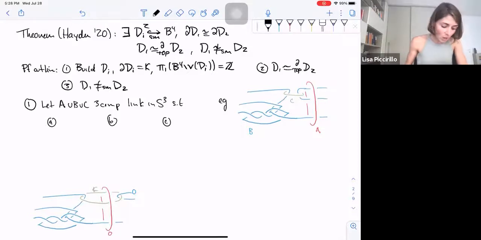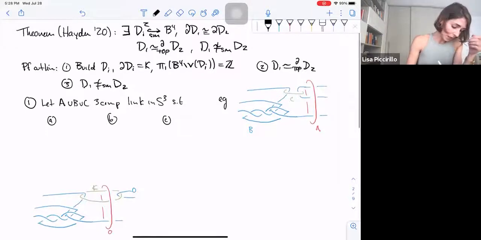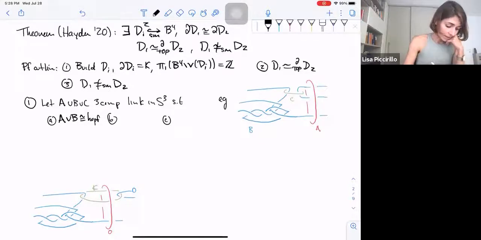Okay. So where we're going to start this construction is with a three component link in S^3. You get to pick any link you like satisfying the following conditions. You need to build it so that if you consider the first two components in isolation, that thing should be isotopic to the Hopf link. And if you consider the second two components in isolation, that thing should be isotopic to the two component unlink. And first and third are also an unlink.